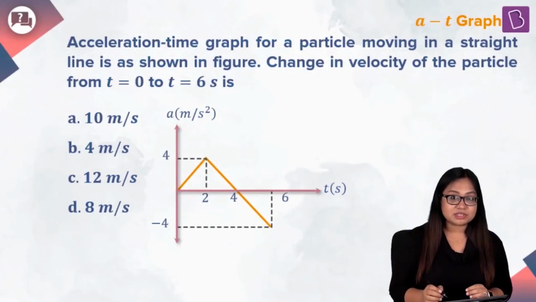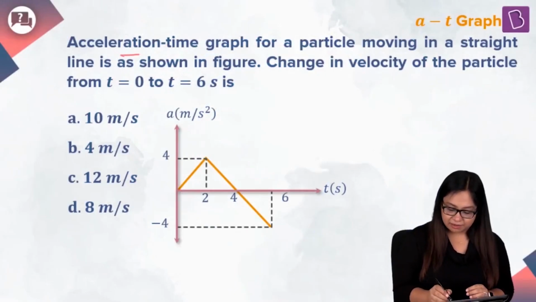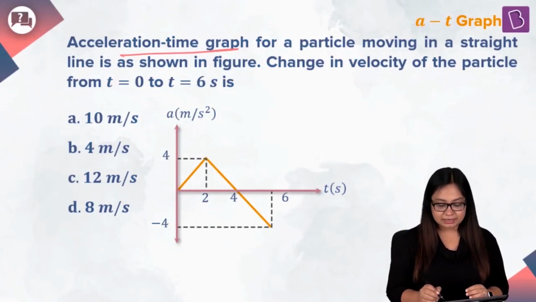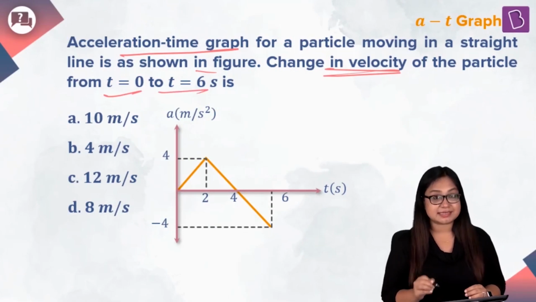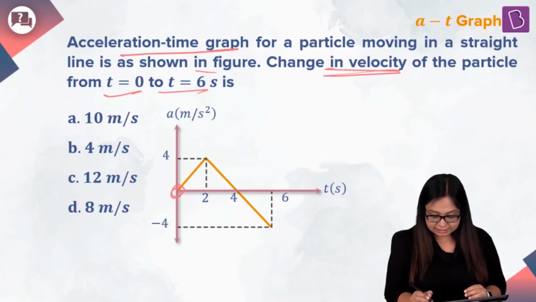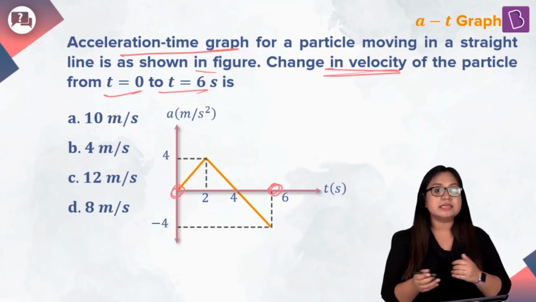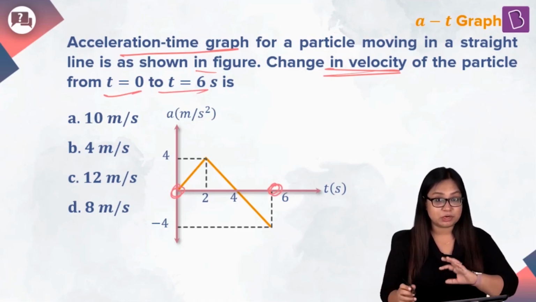Now here in this question, the acceleration time graph of a particle moving in a straight line is shown in the figure. Change in velocity of the particle from t equal to 0 to t equal to 6 seconds is. So 0 is here, 6 is here. Basically, in this whole interval, what is change in velocity?